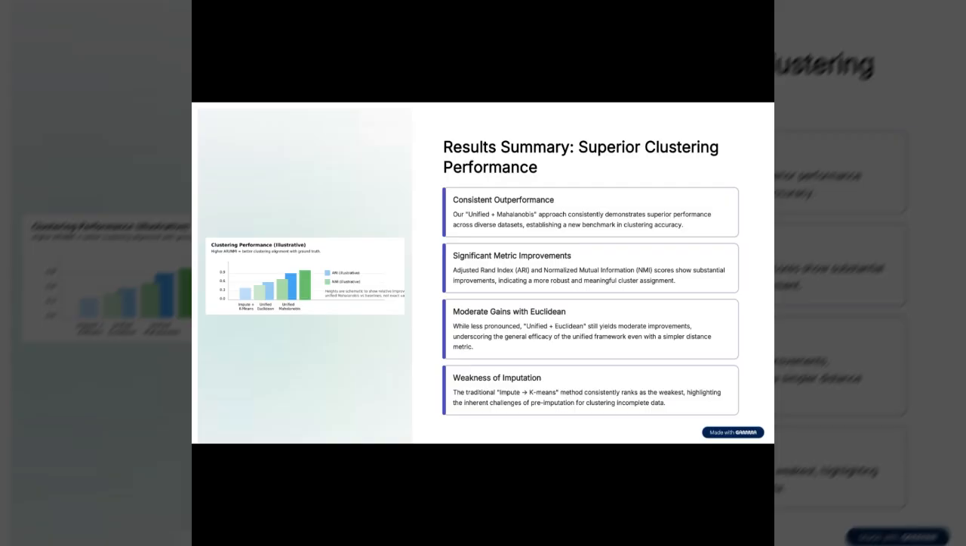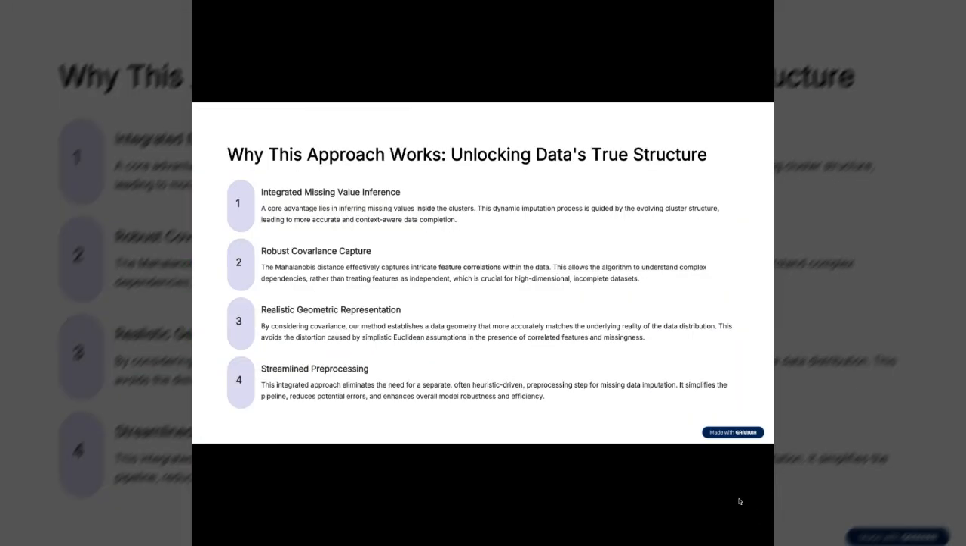Here is a results summary. The results are pretty consistent. The unified Mahalanobis approach performs the best, with higher ARI and higher NMI across different experiments. Unified Euclidean distance does better than impute plus k-means, but not by a lot. And the worst is the impute-first approach, especially as missingness increases. The exact numbers depend on noise and the shape of the clusters, but the direction is always the same.